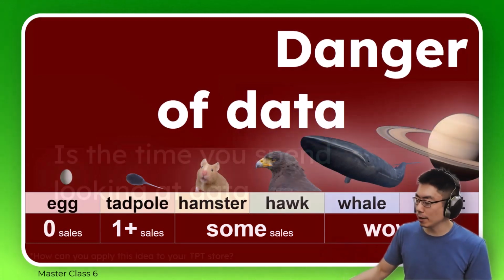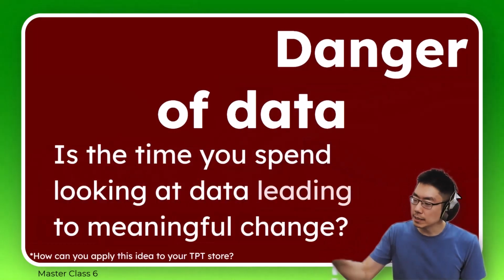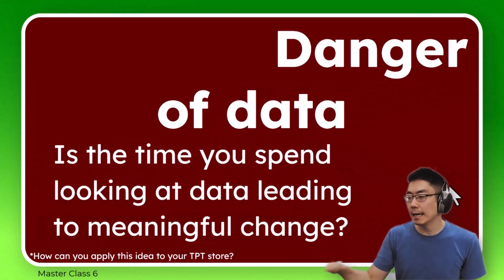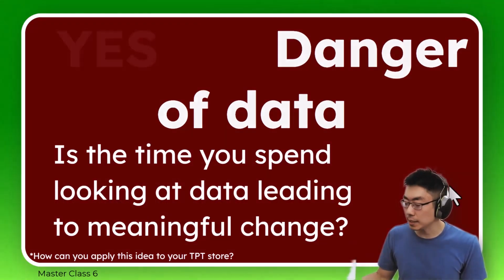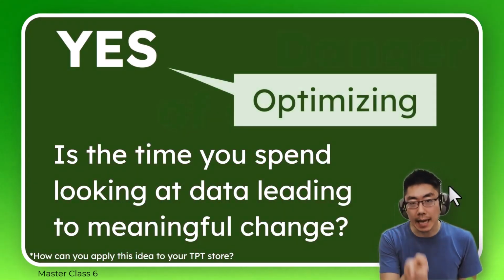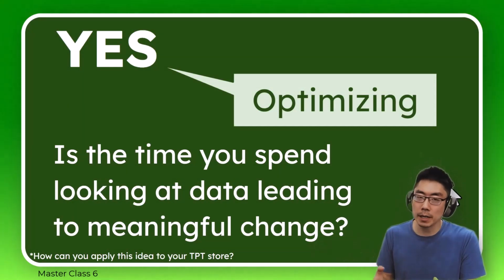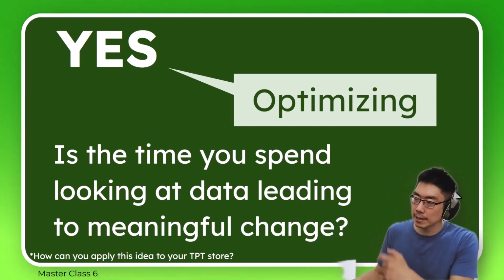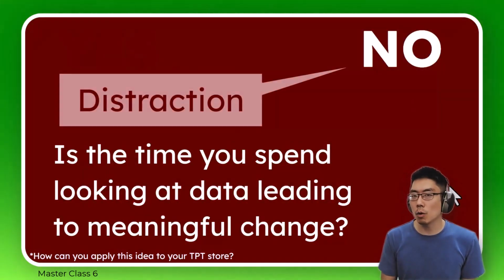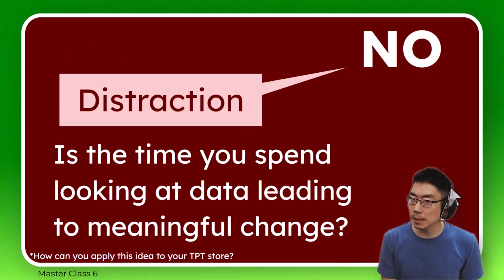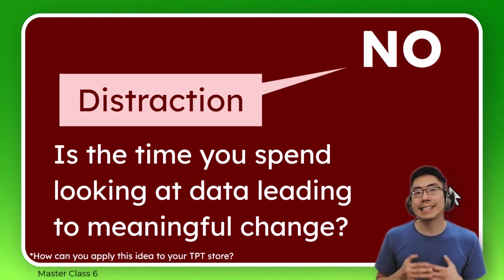But regardless of where you are, the question is always, is the time you spend looking at data leading to meaningful change? And if the answer is yes, then what you're doing is something called optimizing. You are following the money, you are improving what works and stopping what doesn't. That's fantastic. But if the answer is no, you look at data and it's not leading to meaningful change, what that means is you are distracted.